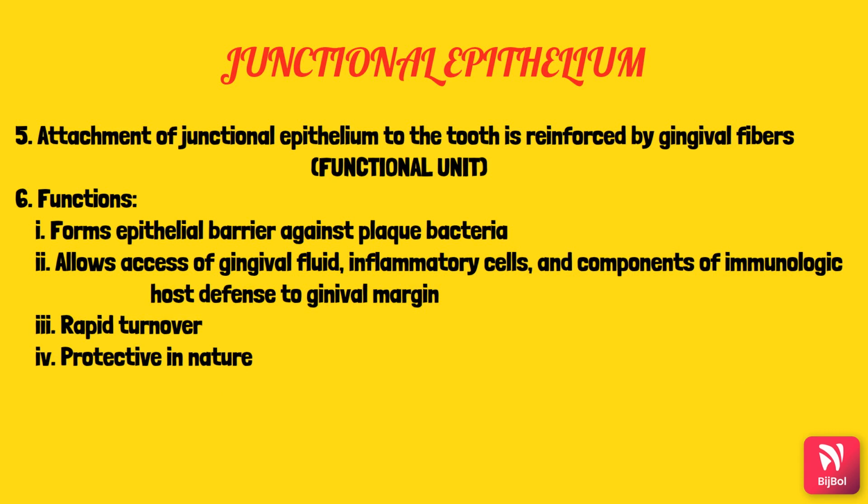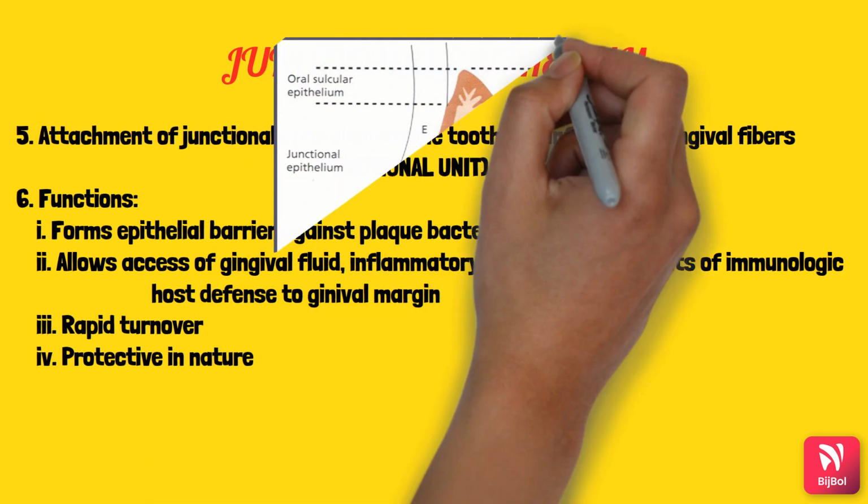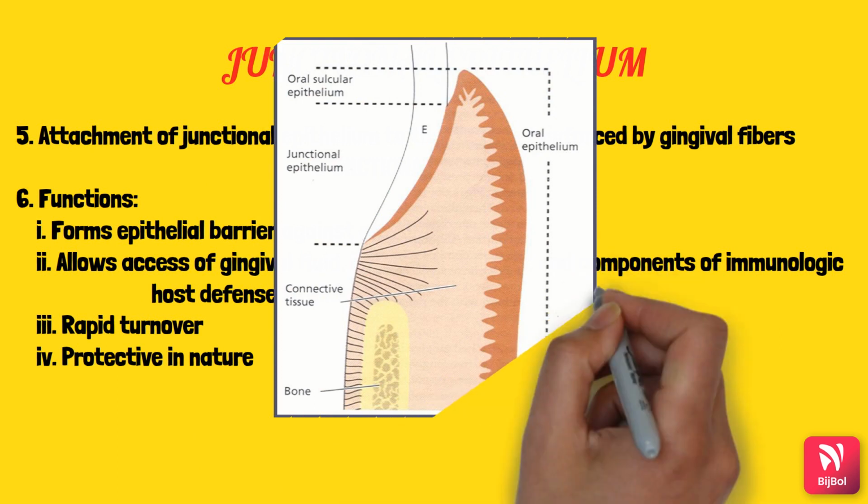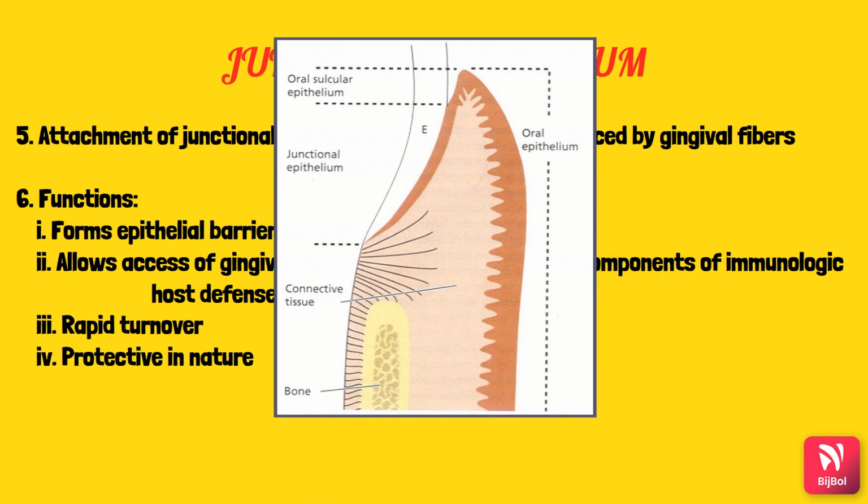And there are many functions of the junctional epithelium, some of which are: it forms an epithelial barrier against the plaque bacteria. It has a large amount of immunologic host defense components which help in combating the bacteria. It has a rapid rate of turnover and it is very protective in nature. Now you can see in the diagram that the junctional epithelium, from its coronal end to the apical end, is getting tapered, so it's funnel shaped.